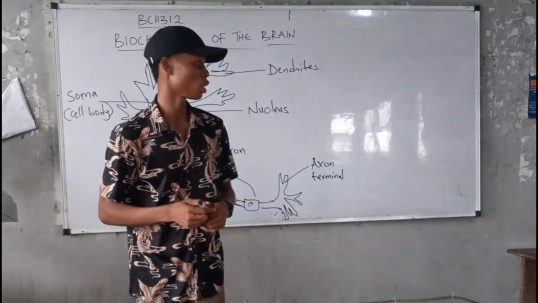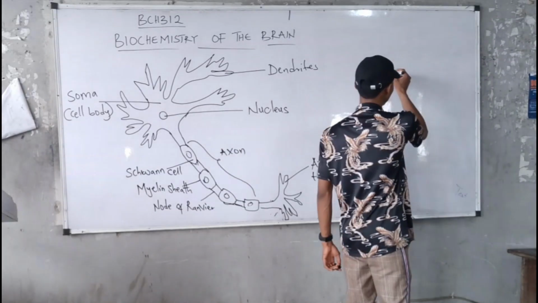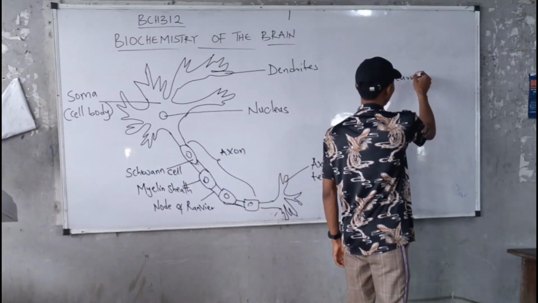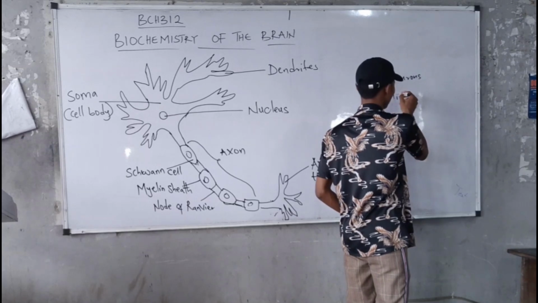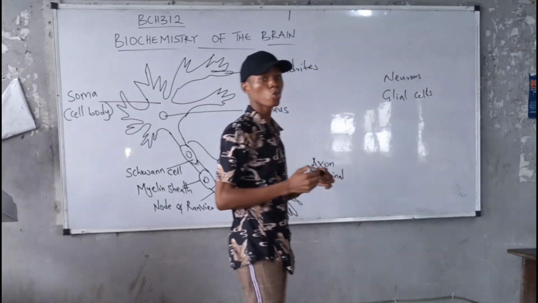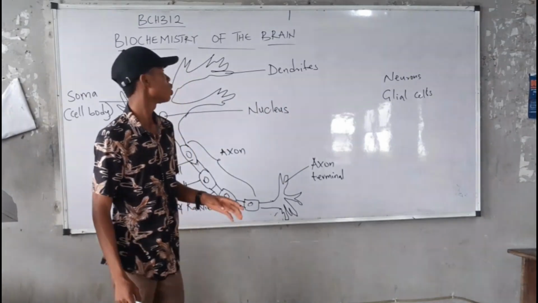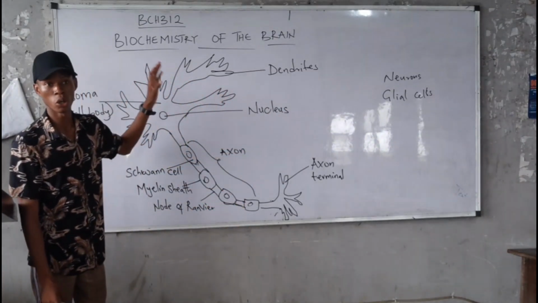Now, there are two main types of cells in the brain. Just two main types of cells. The two main types of cells in the brain are what and what? Neurons and glial cells. Now, these are the two main types of cells in the brain, neurons and glial cells. So let's look at the first one, neurons.